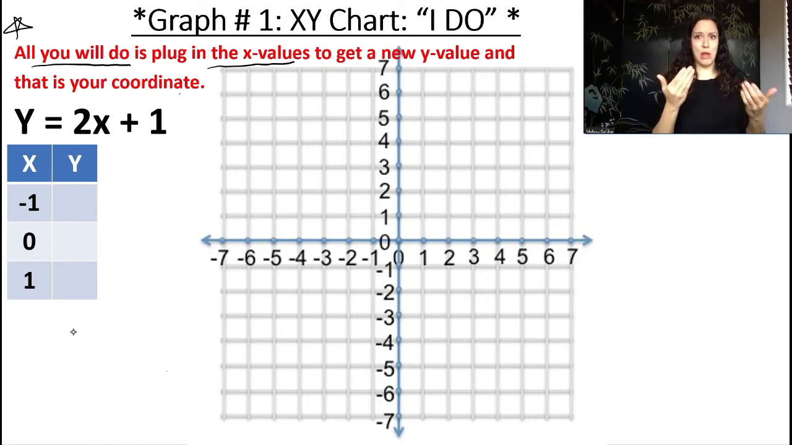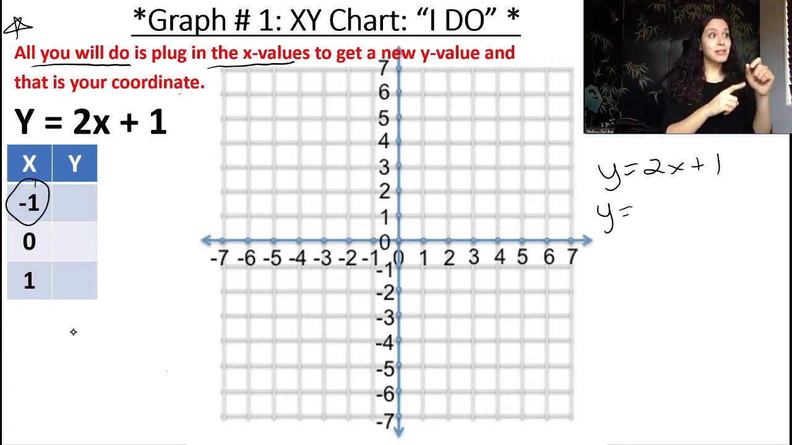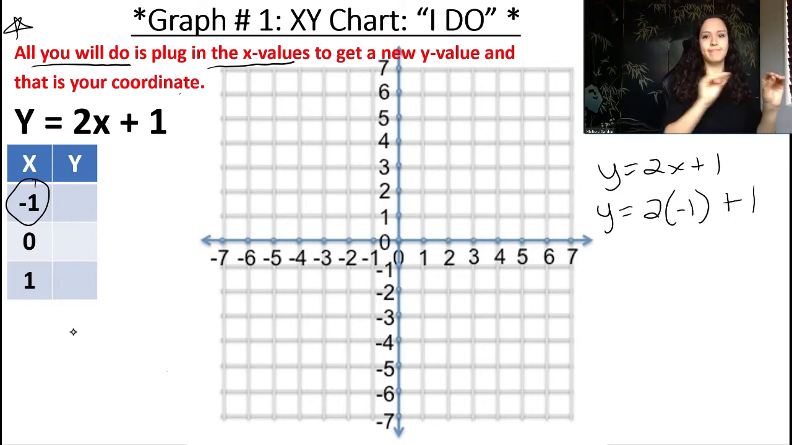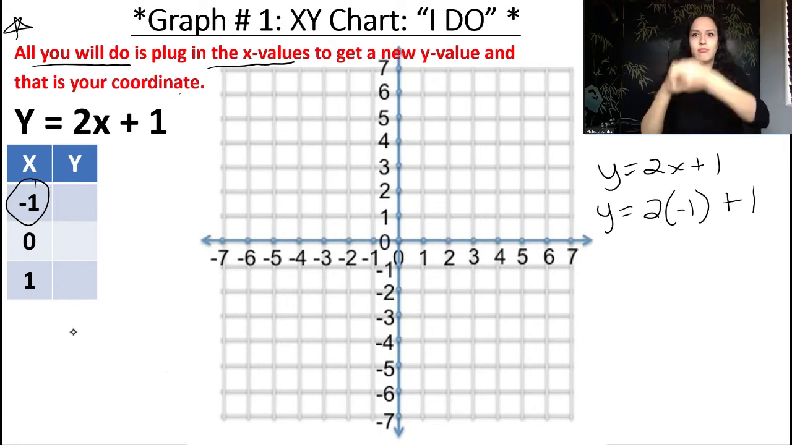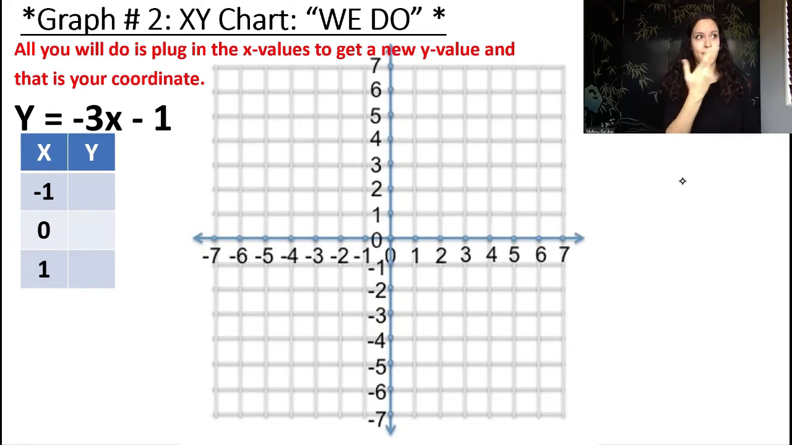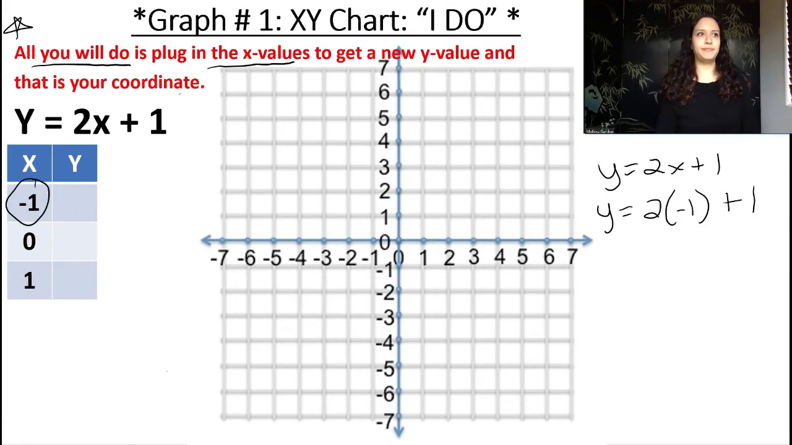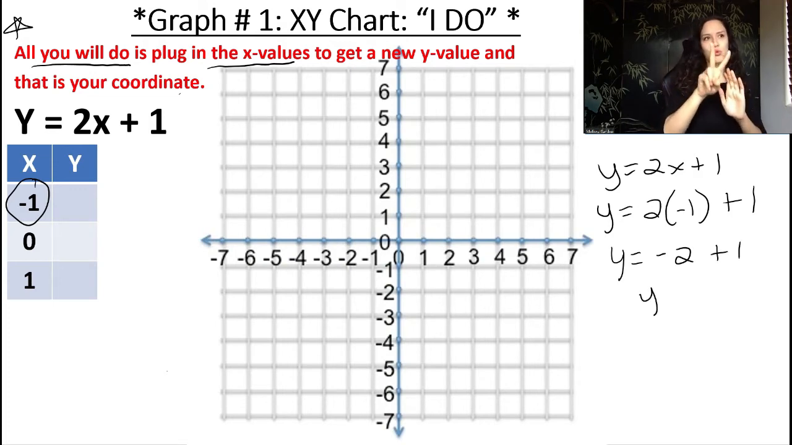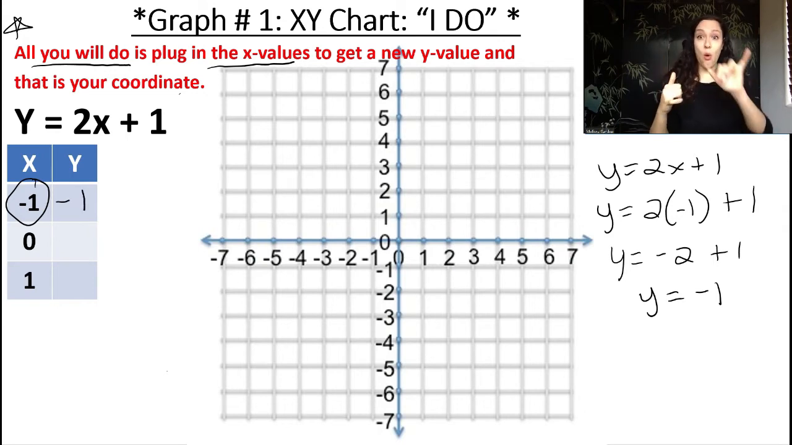Okay, so I'm going to put it over here. Y equals 2x plus 1. My x is -1, so I'm going to find out what my y is when I plug in -1 for x. Here it is, I plugged it in. So y equals 2 times -1, which is -2, plus 1. So y equals -1. I'm going to put -1 right there in the chart.